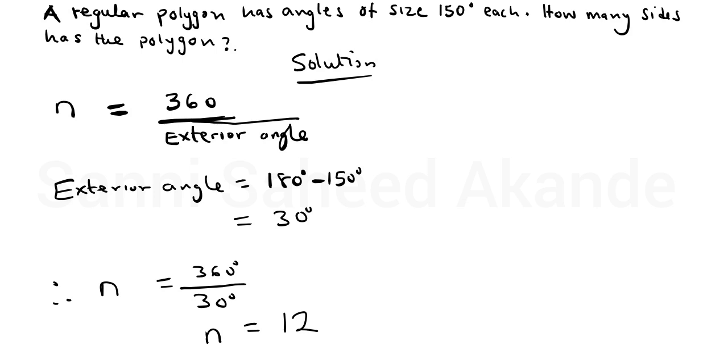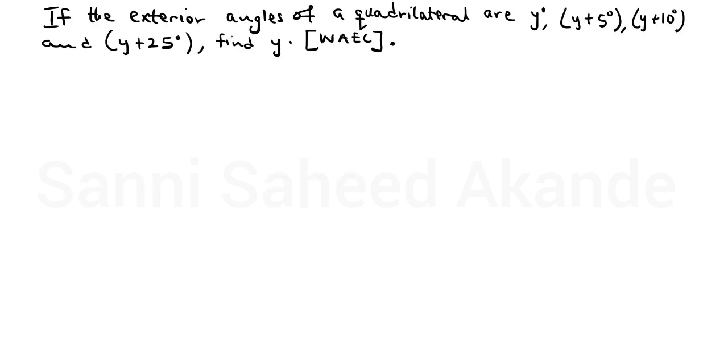Now let's continue. This question says if the exterior angles of a quadrilateral are y degrees, (y plus 5) degrees, (y plus 10) degrees, and (y plus 25) degrees, find y. Solution. Okay, so this is very simple. All you need to do is to sum these exterior angles given to us together and equate it to 360 degrees. Now let's do that quickly.